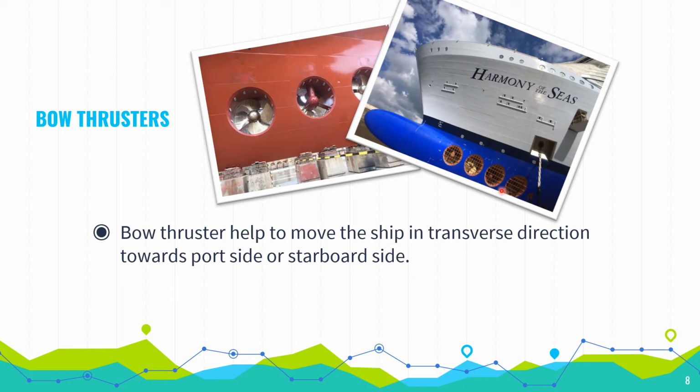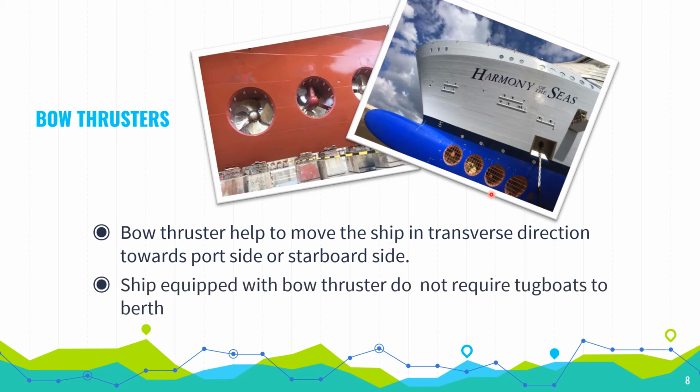So why do we use these thrusters? Why is there need to use these thrusters? Because the ship equipped with the bow thrusters does not require tugboats to berth. Usually naval ships do not have bow thrusters. Cruise ships and cargo ships have this facility.